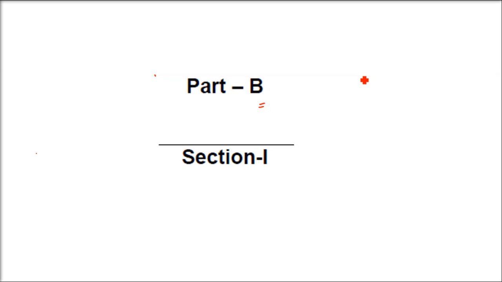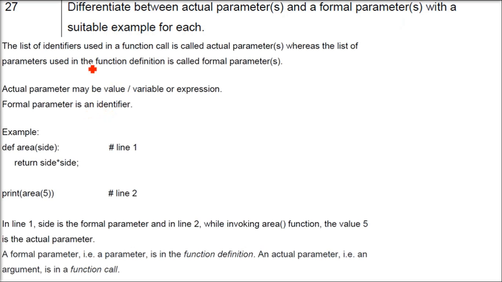This is the Class 12 Computer Science sample question paper released by CBSE. We are taking these solutions and trying to understand Part B. Next is: differentiate between actual parameters and formal parameters with a suitable example for each.